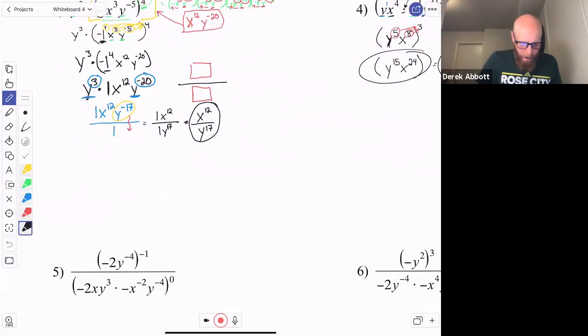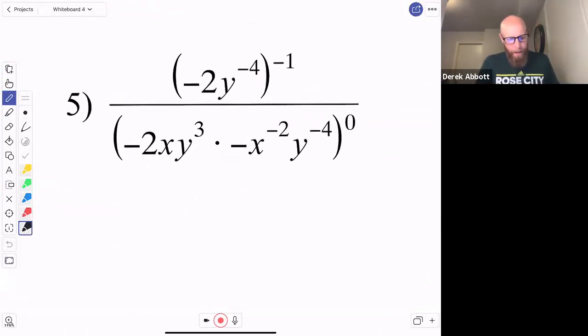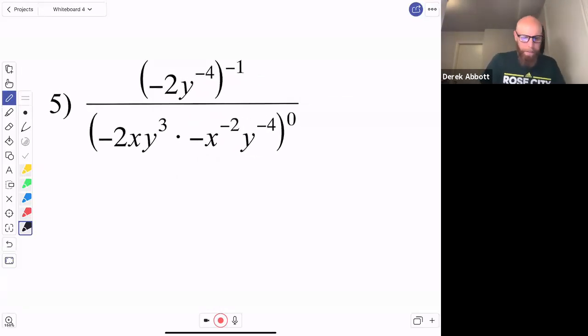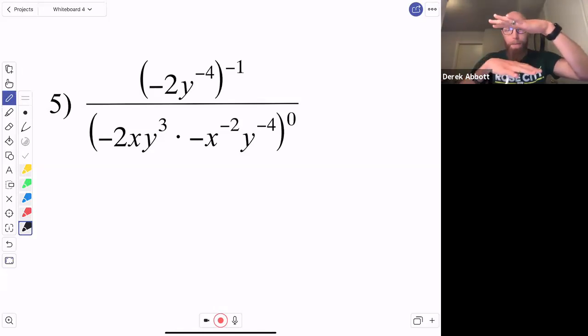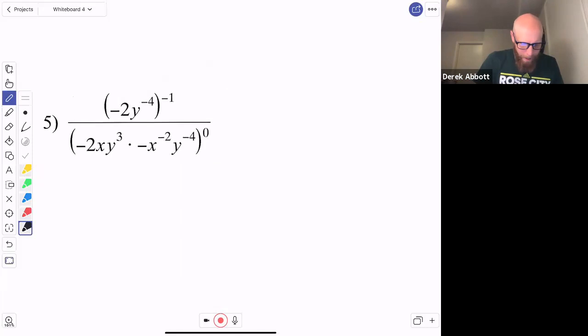All right, let's look at number 5. Ooh, boy, is there a lot going on here. So here's what I'm going to do, right? I like to clean up stuff first and then start dealing with the exponents on the outside. But notice this is a fraction, so things are already split. So we're going to want to keep the top on the top for the moment, keep the bottom on the bottom for the moment, and then once we clean up those, then we can start moving pieces around, okay? So stick with me on this one.